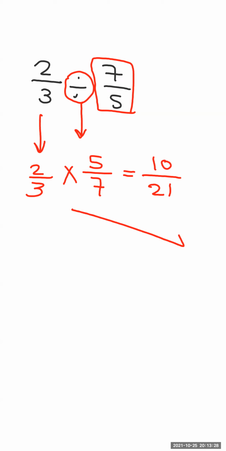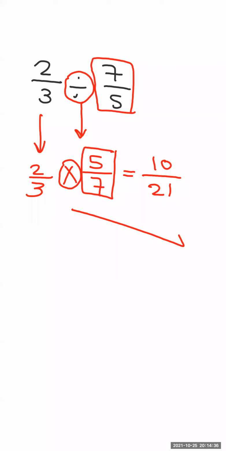But that's multiply. We are dividing. Okay, we said that change the division into multiplication, then flip the number. The number was 7 over 5, now it becomes 5 over 7. Mister, why are we changing from divide? It's the division process. Yes, it's the process of division.